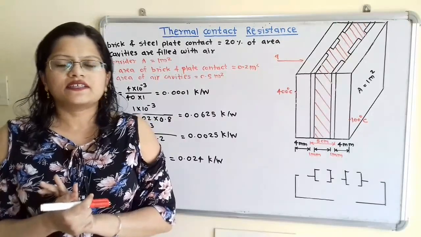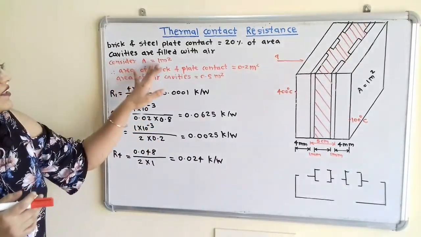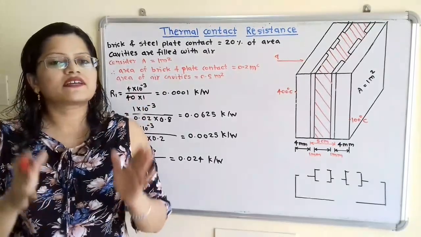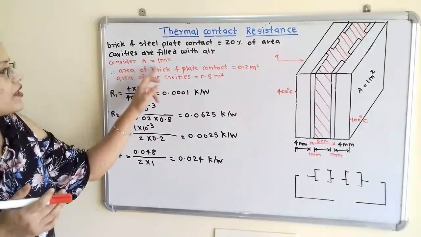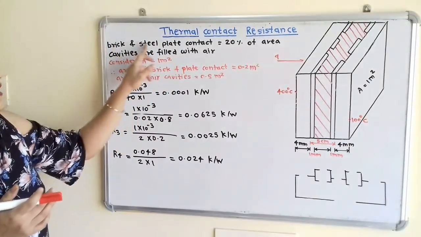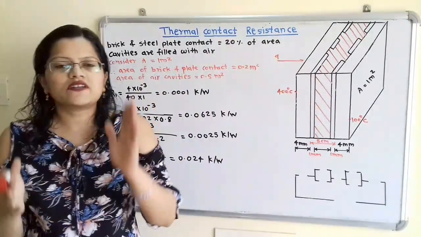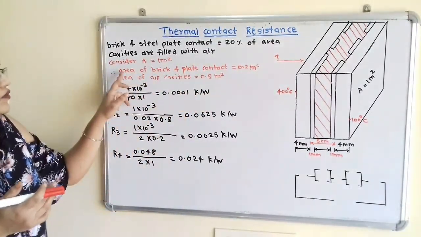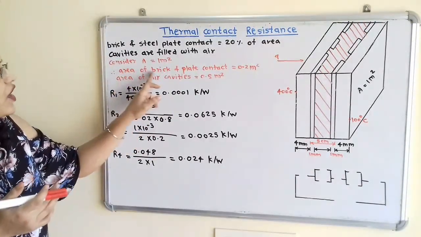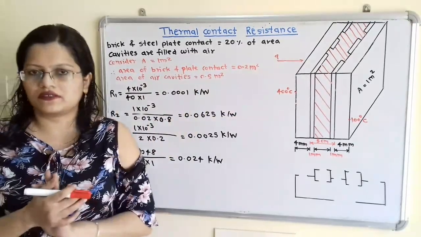Now area is not given, so we will consider area is equal to 1 meter square, that is we will consider area as a unit. Now out of this 1 meter square area, brick and steel plate contact is 20% of area. So what is the 20% of 1 meter square? That is 0.2 meter square. So we can write here area of brick and plate contact is equal to 0.2 meter square.